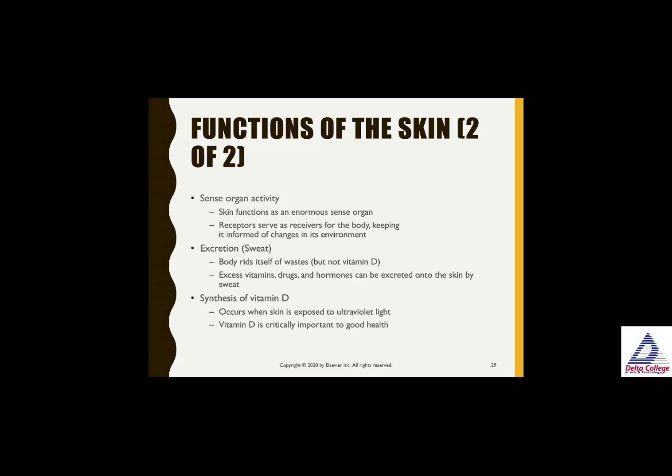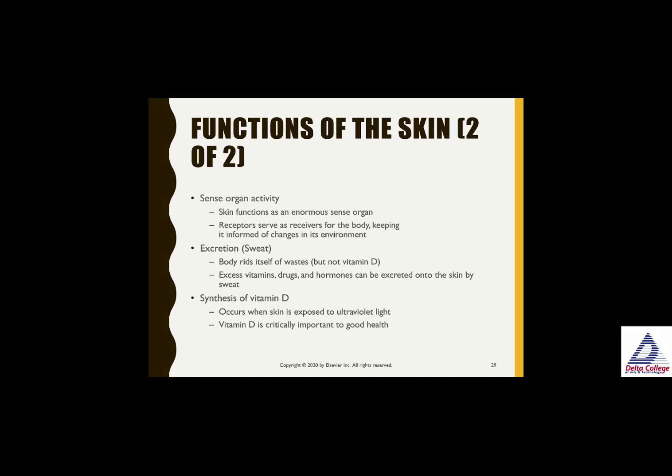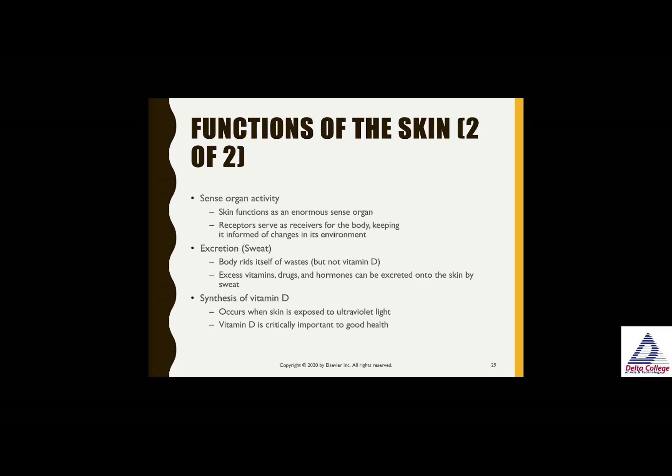The skin actually synthesizes, so it produces, vitamin D. Synthesis involves the ultraviolet sunlight, which the skin then converts to make vitamin D. Vitamin D is critically important to good health, and it can only come from ultraviolet light, such as the sun.